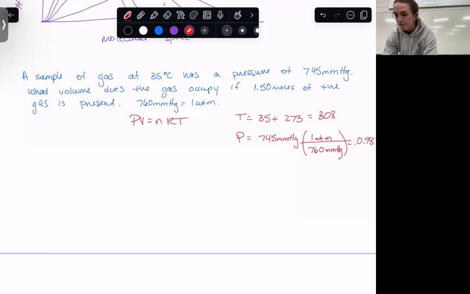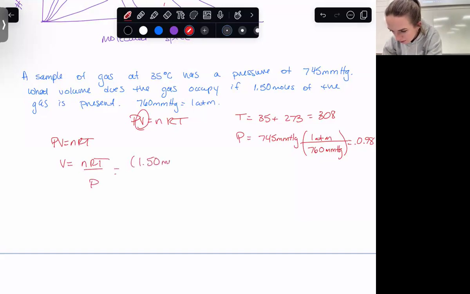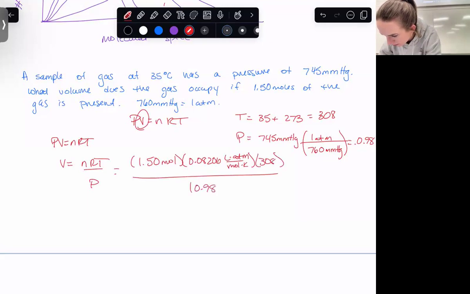I think so. Right, we're solving for volume, so we can rearrange PV equals nRT to volume is equal to nRT divided by P. We have 1.50 moles. We have 0.08206. And we have temperature. And we're going to divide by 0.98. And so I get a volume of 38.47 liters.